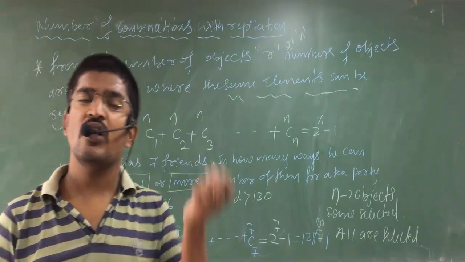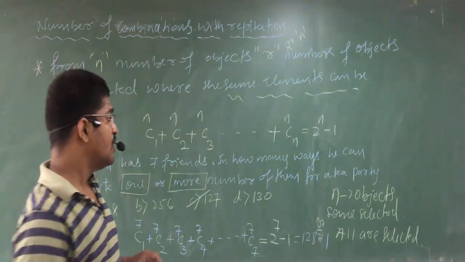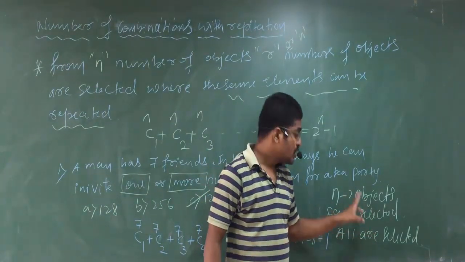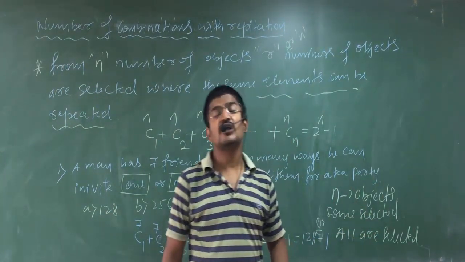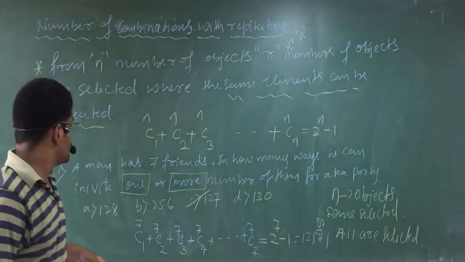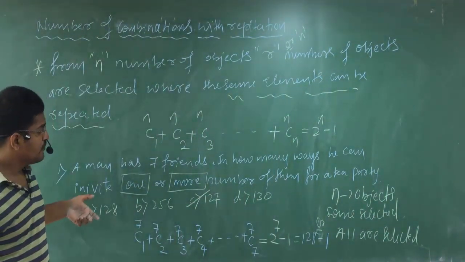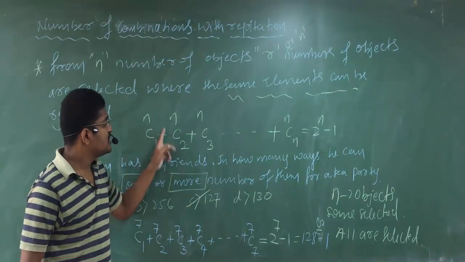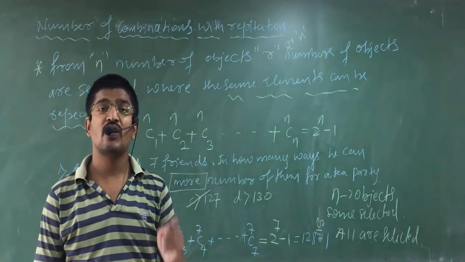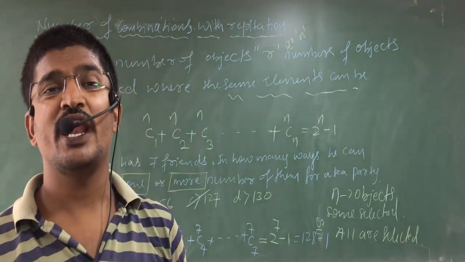Some of them or all of them. Clear? So there will be n number of objects, and some will be selected, or all the objects can also be selected. In that particular situation, you should go through the formula: nC1 + nC2 + nC3 + ..., the sum of all these terms equal to 2 to the power of n minus 1.